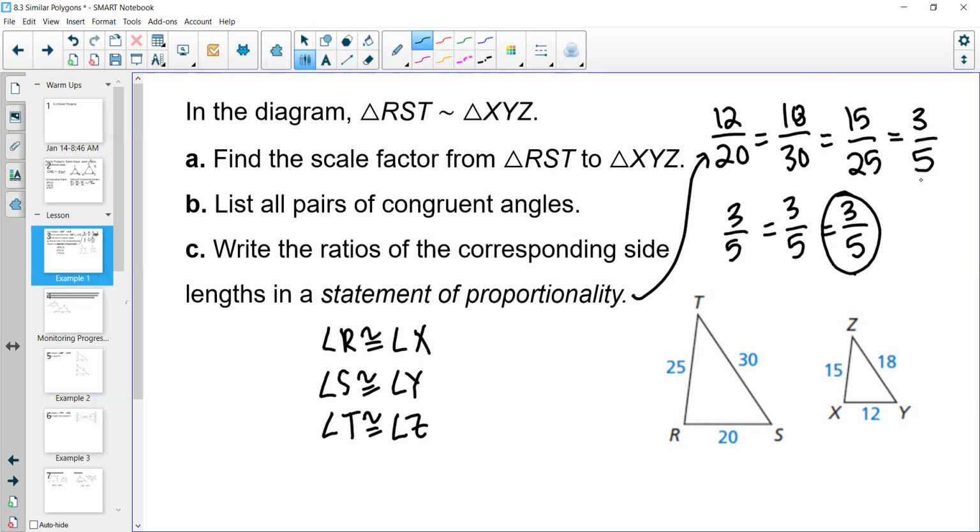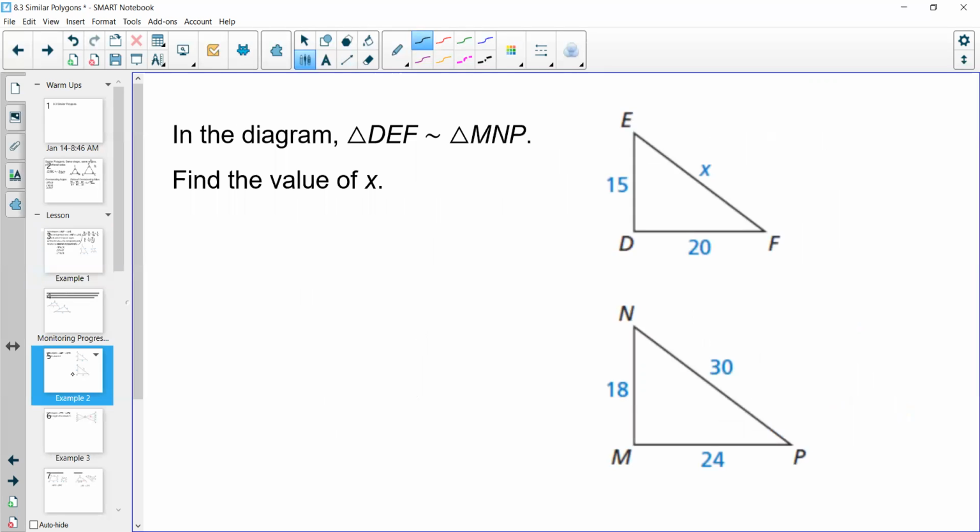How cool is that? So let's take a look at this next example here, where we actually use these properties to determine what different side lengths are. So being told that triangle DEF is similar to triangle MNP, we've learned a couple things. We know that these angles here are actually all going to be the same as one another. That's one piece of information they tell us. And then they tell us that the ratios should all be the same.